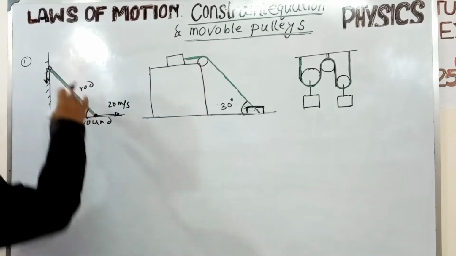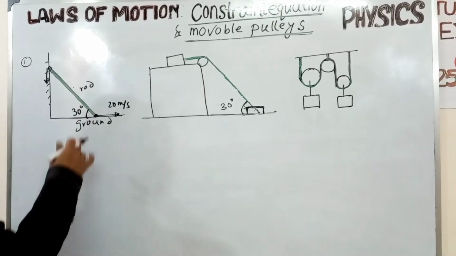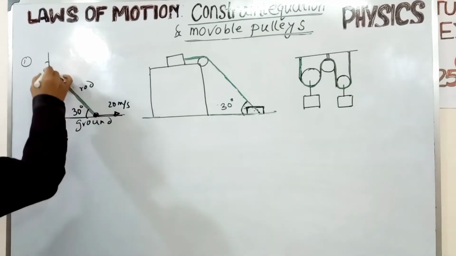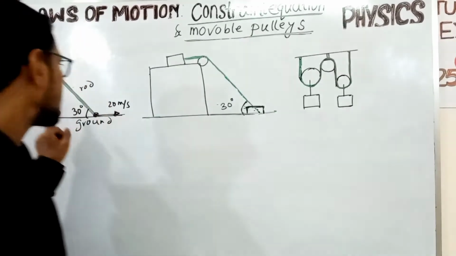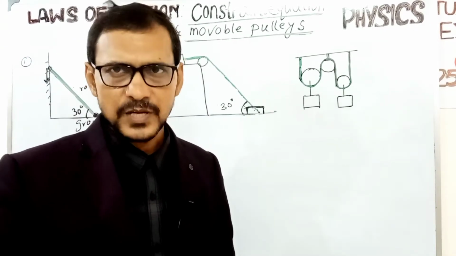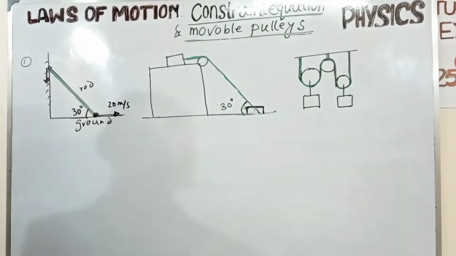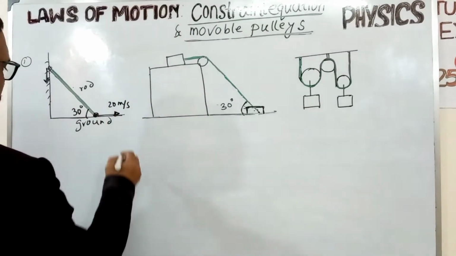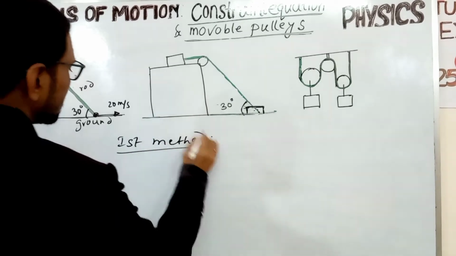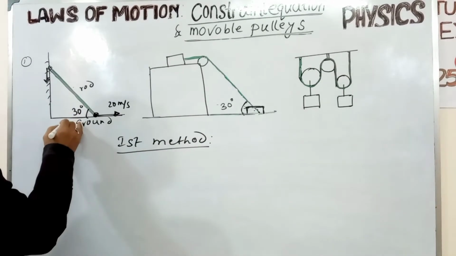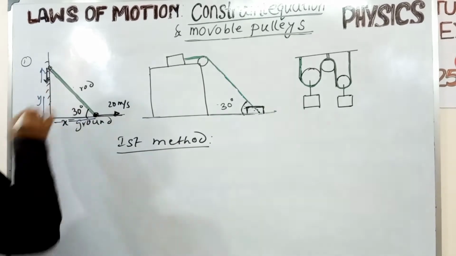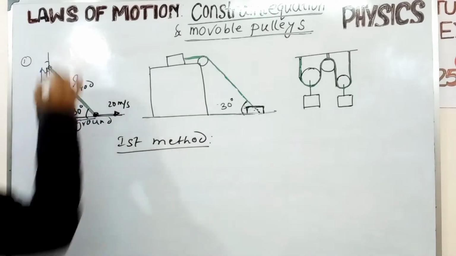In this type of constraint equation, if you are asked that this end moves with this velocity, and at that moment what is the velocity of the other end, this type of problem can be solved by three methods. I will tell you the best method to apply. Now first let us discuss the three methods. First method: let this be x, and this be y, and the length of the rod is L.